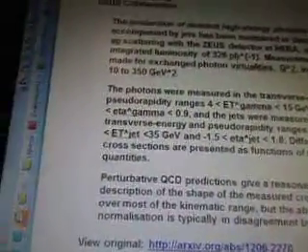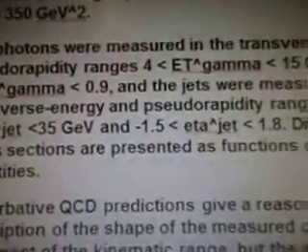The photons were measured in the transverse energy and pseudo-rapidity ranges of 4 less than ET gamma less than 15 GeV and minus 0.7. Ugh, I don't know how to read this stuff. Forget it. Hey, you guys read it. It's easier. And the jets were measured in the transverse energy and pseudo-rapidity ranges of 2.5. All that stuff there. There we go. I don't feel like trying to figure it out.